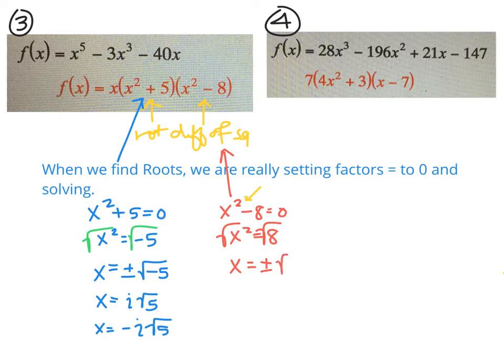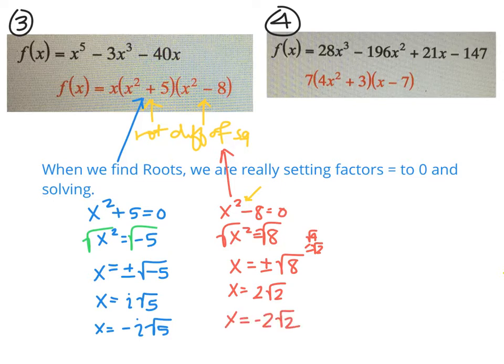x equals the square root of 8, which you can break down. That's 4 and 2, right? Square root of 4, square root of 2. So that's going to give me x equals positive 2 square root 2 and x equals -2 square root 2.